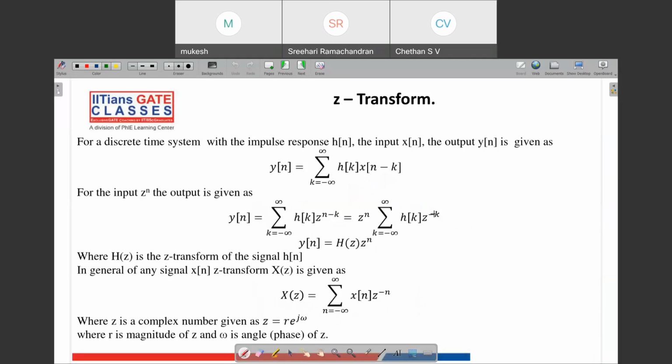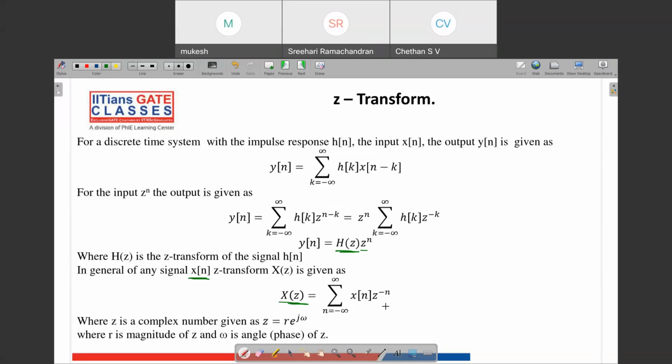In the last class we saw what the eigenvalue and the eigenfunction are. Whenever you have a system and you apply some input and you get the output, which is the same as the input multiplied by some constant, in the case of a discrete time system this constant is actually the Z transform. The Z transform of a signal x of n in the time domain is given in the Z domain as X of z equal to summation n equal to minus infinity to infinity x of n z to the power minus n.